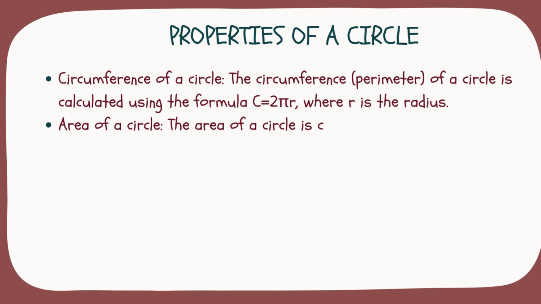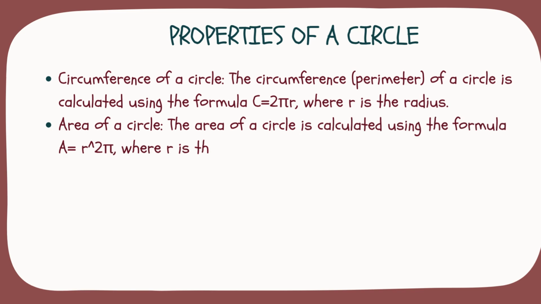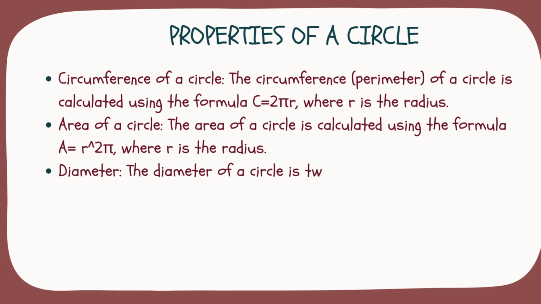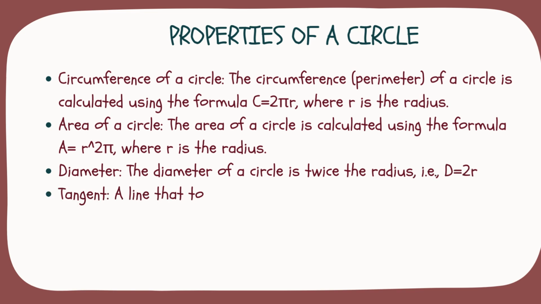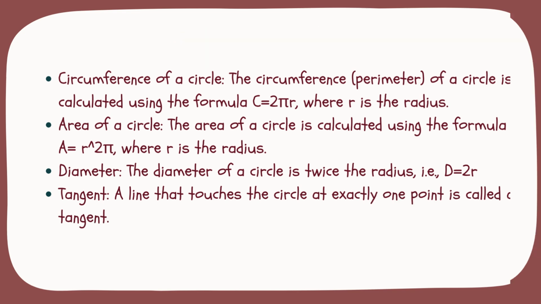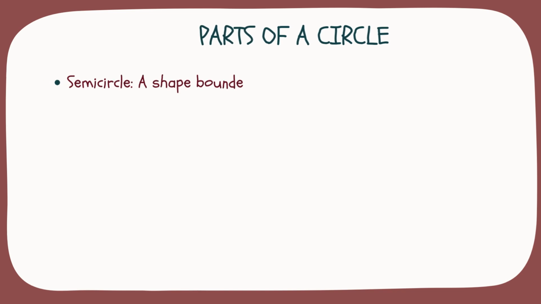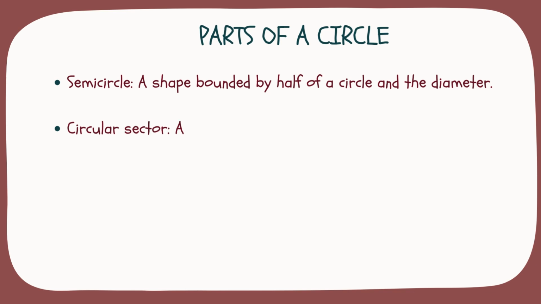The area of a circle is calculated using the formula A equals r squared times pi, where r is the radius. Diameter. The diameter of a circle is twice the radius, that is, d equals 2 times r. Tangent. A line that touches the circle at exactly one point is called a tangent. Parts of a circle. Semicircle. A shape bounded by half a circle and a diameter.